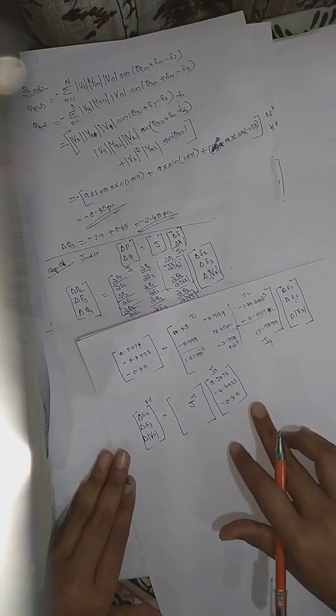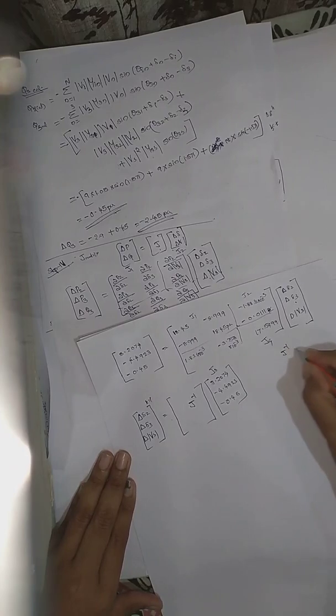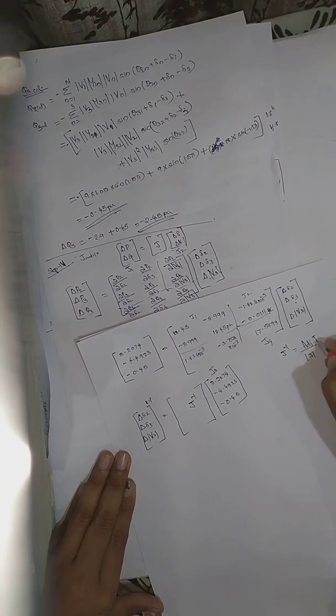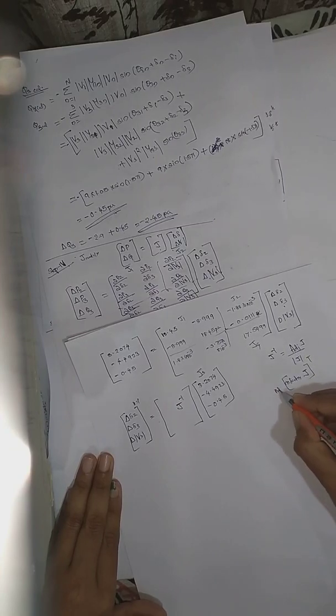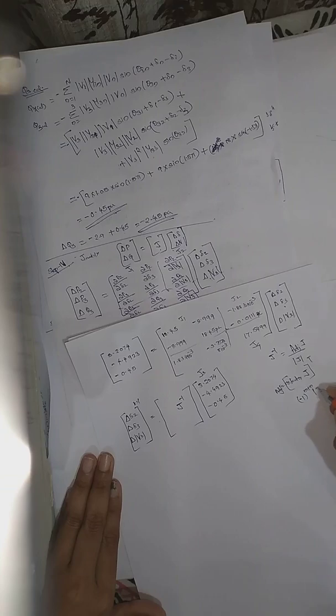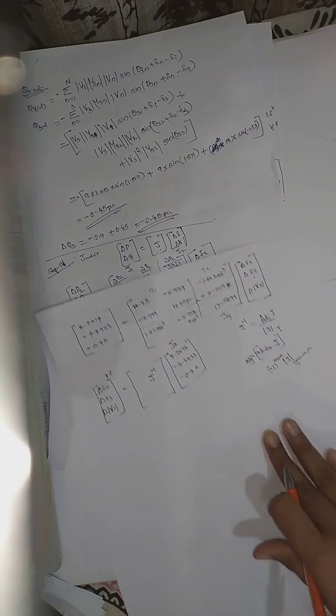Either we can calculate it using our calculator, or J inverse will be equal to 1 by determinant of J into adjoint of J matrix. The adjoint of J is the transpose of the cofactor matrix of J. The cofactor is equal to minus 1 raised to m plus n, the row number plus column number, into the modulus of J, ignoring the mth row and nth column, and we find this J inverse.